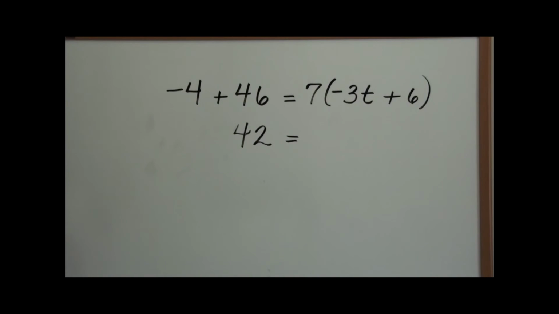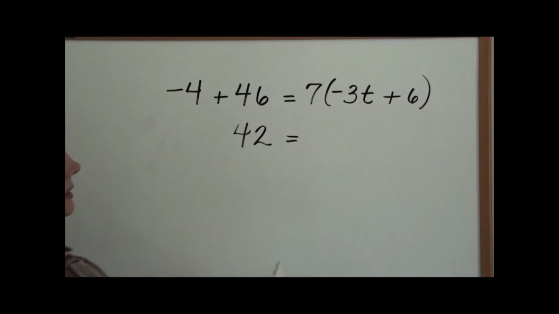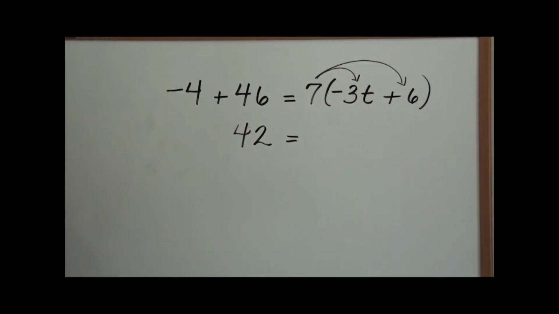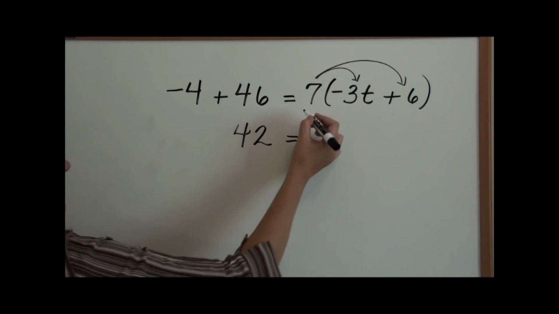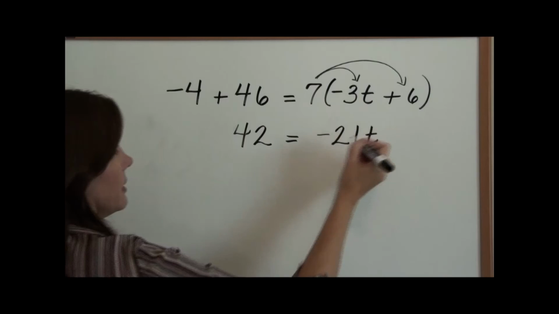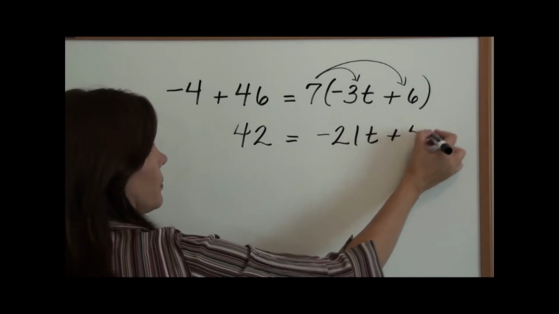On the right side I have parentheses. What's inside the parentheses is negative 3t plus 6. One's a variable, one's a constant. We can't combine those. We have a 7 on the outside of the parentheses, and we know we can use the distributive property to eliminate those parentheses by distributing that 7 into every term that's on the inside of the parentheses. So we say 7 times negative 3t gives me negative 21t. 7 times plus 6 gives me plus 42.